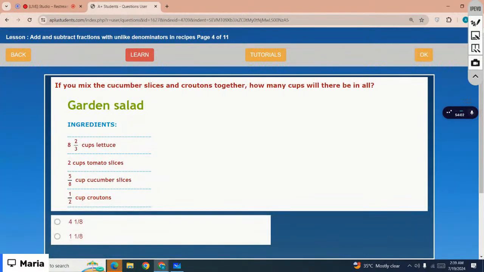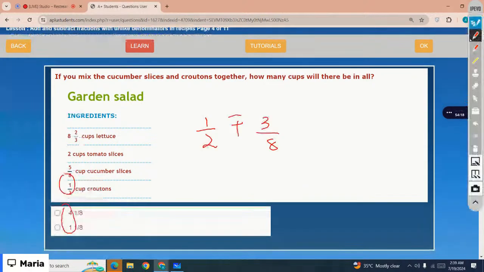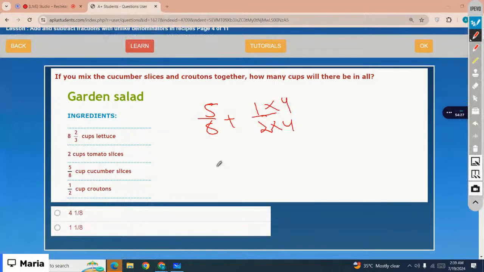If you mix the cucumber slices and croutons together, how many cups will there be in all? So which is the correct option? You have 5 by 8 cups of cucumber and 1 by 2 cups of croutons. So you need to add 5 by 8 plus 1 over 2. First thing is you need to make the denominator same, so you need to multiply it by 4.